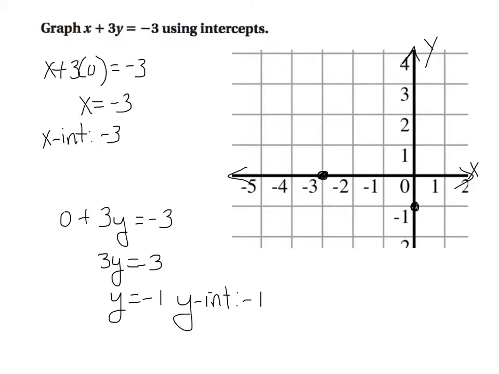I connect the dots and make a line through those points to get my equation, x plus 3y equals -3. The x-intercept is -3, the y-intercept is -1.